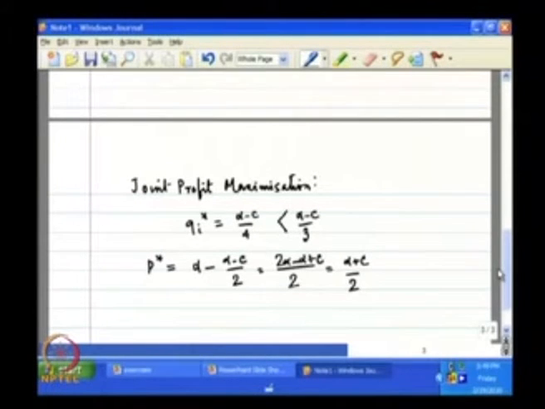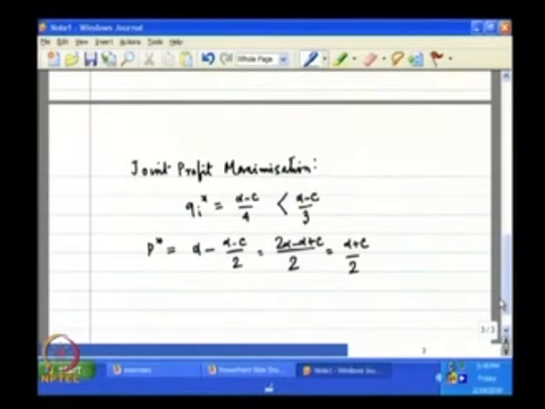How do I get this price? Because if you remember, the demand curve is given by P is equal to alpha minus Q. Here the total output is alpha minus C divided by 2. So, price here is alpha minus this, and so we have got alpha plus C divided by 2, whereas the price in which case they were competing was alpha plus 2C divided by 3.